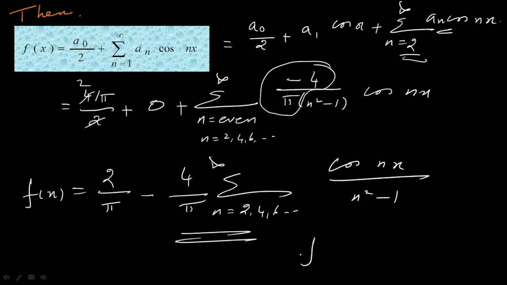So this is the Fourier series representation of the function f of x equal to mod sin x, that is absolute sin x defined in the interval minus pi comma pi. Hope you got a clear idea about how to find the Fourier series representation of a trigonometric function defined in an interval minus pi comma pi.